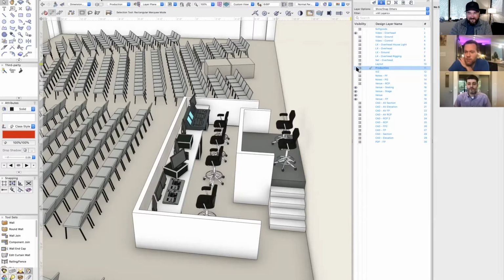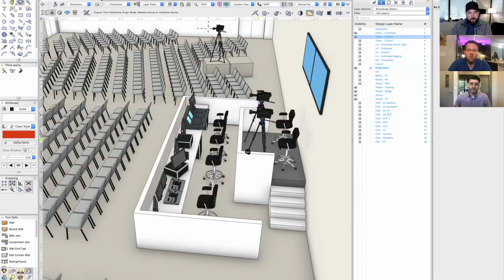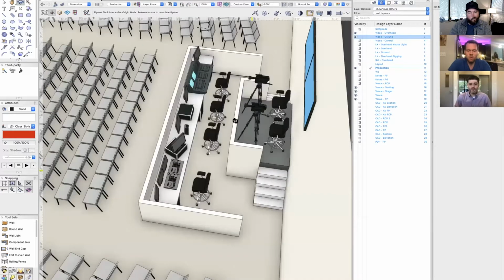Let's see. I've got some cameras in here, video ground set up too. And we can talk to them too about how many and where and what's a standard camera package to present to them, without having too much more conversation at this point. What do we normally start with?